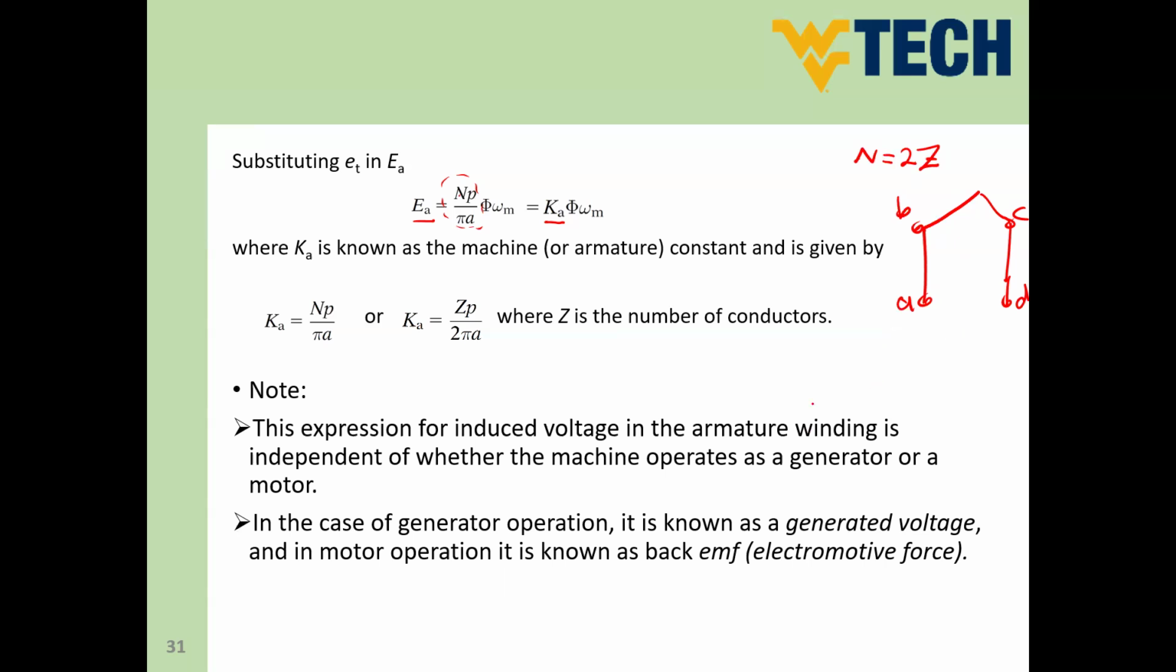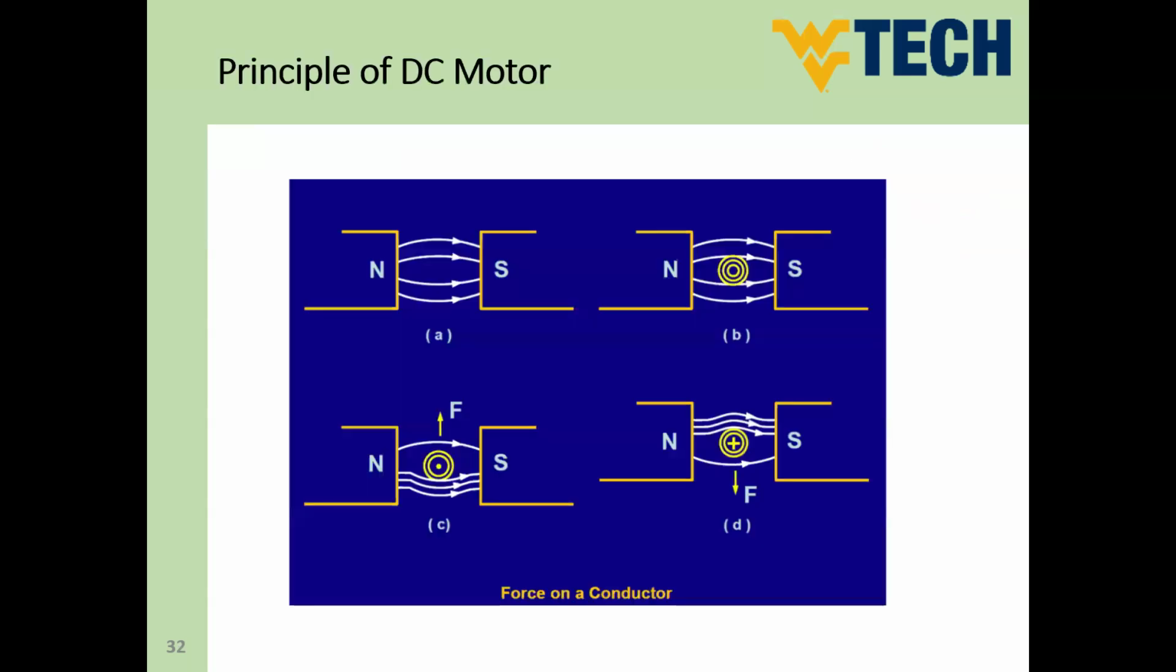Okay, so you can say that Ka, the machine constant, equals ZP divided by 2 pi A. So this is the machine or armature constant of the DC motor.